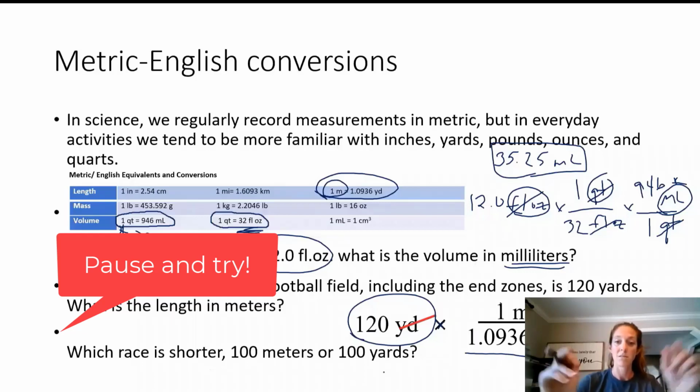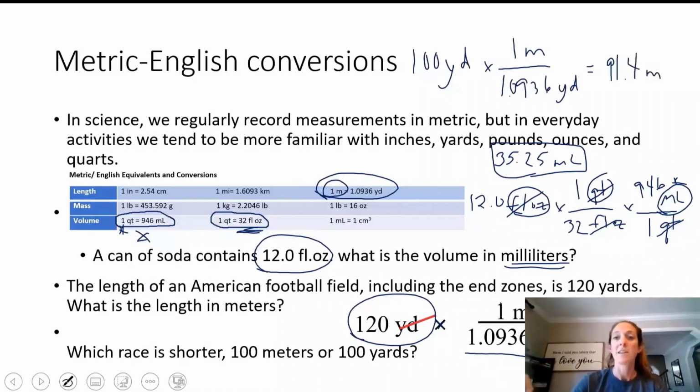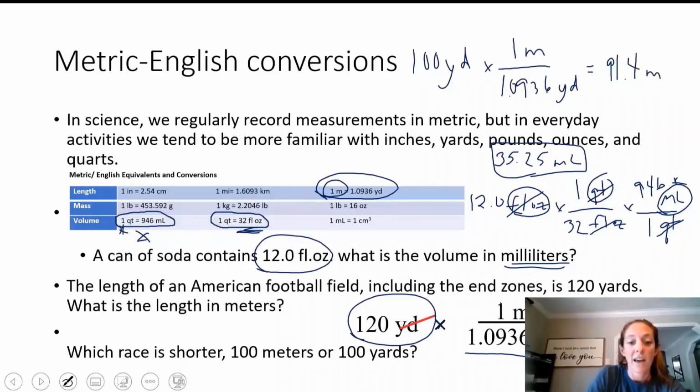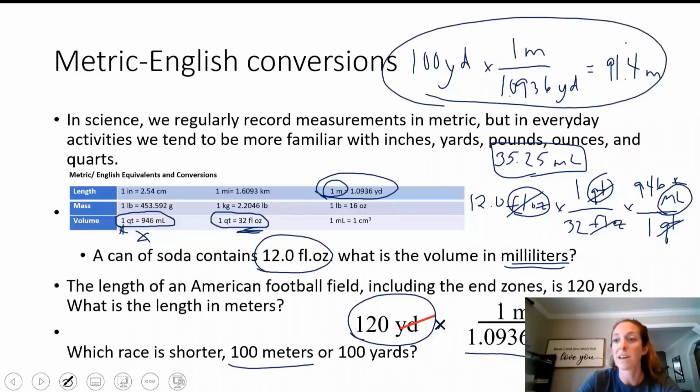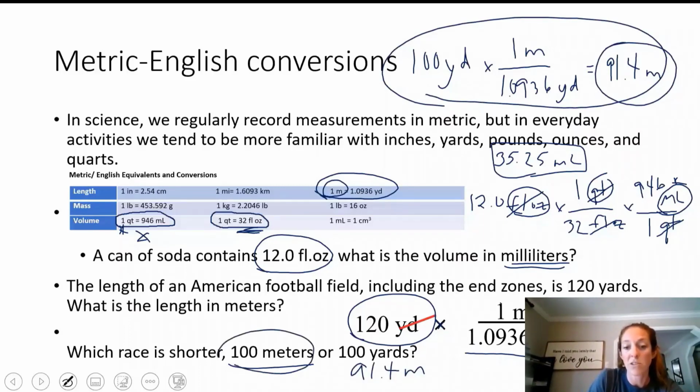All right, so in my calculations, let's say I have a 100-meter dash. If I have a 100-yard dash, that up here just showed me that it's 91.4 meters. Which is shorter, 100 meters or 91.4 meters? Definitely this guy.